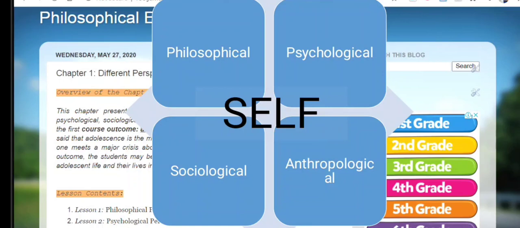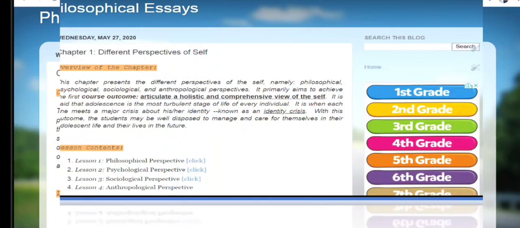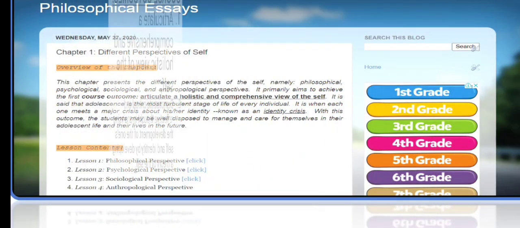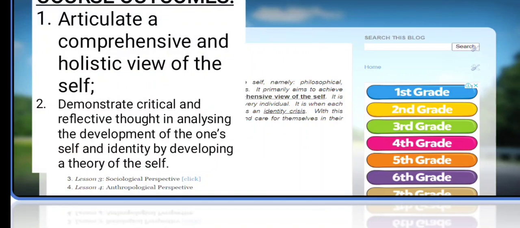But before that, allow me to present the course outcomes for this particular chapter. There are two important course outcomes for this particular chapter. First, articulate a comprehensive and holistic view of the self. Second, demonstrate critical and reflective thought in analyzing the development of oneself and identity by developing a theory of the self. Here are also the expected outputs for each course outcome.